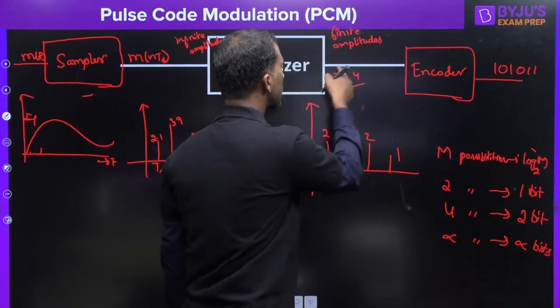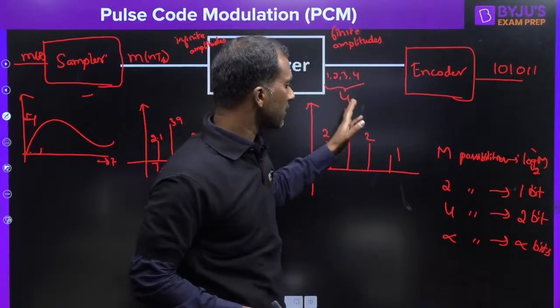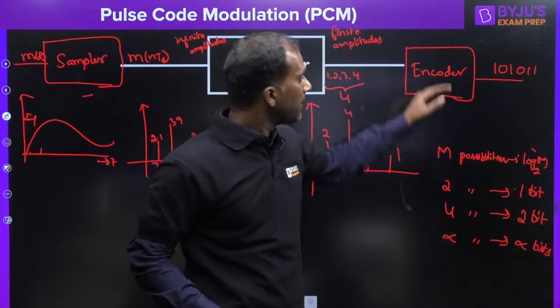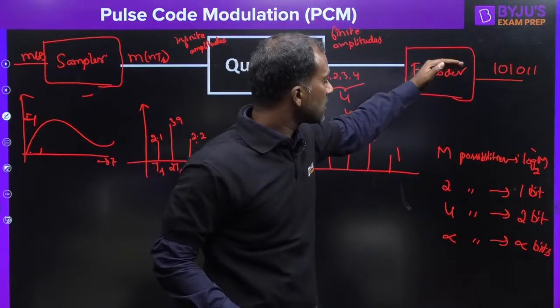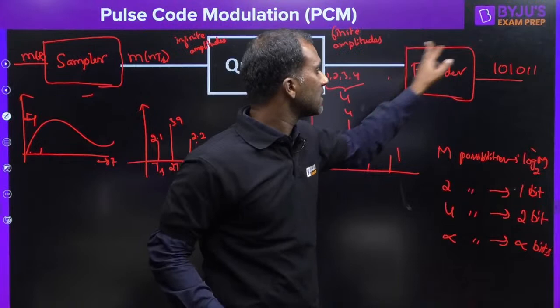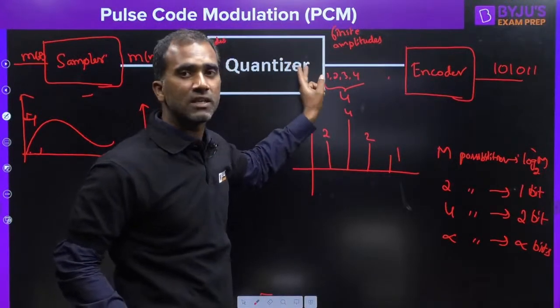4 possibilities, 4 quantization levels, 4 amplitudes are possible here. The finite value is 4 here. If you are using 4, how many bits are required? 2 bits are required. The number of bits will decide the number of possibilities it can convert into bits, or the number of finite amplitudes possible here, or the number of quantization levels here.